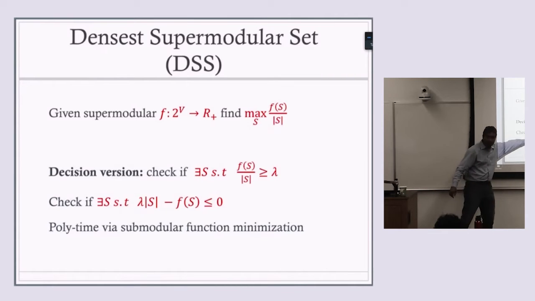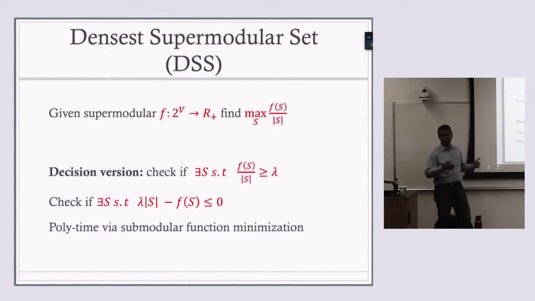Well, this is a submodular set function now, because it's a negation of f of S. And now you can check this via submodular set function minimization. It's a classical result in combinatorial optimization that given a submodular set function, you can find the minimum in polynomial time via a value oracle to the function. So you can reduce this problem to submodular set function minimization. In full generality, it's nice to know that for any supermodular set function, that density problem can be solved in polynomial time. Of course, we want efficient algorithms, but okay.